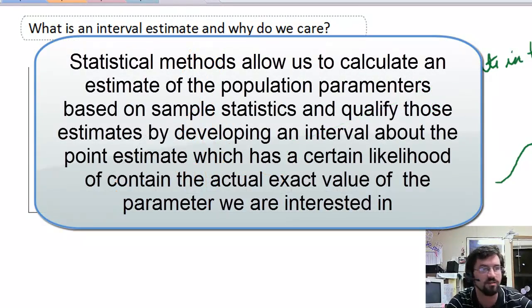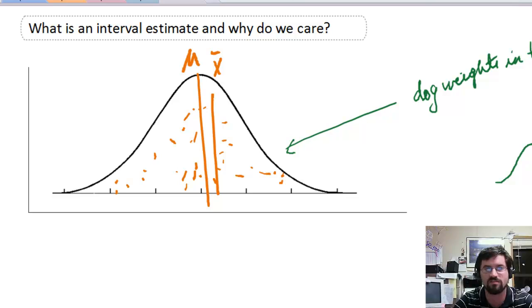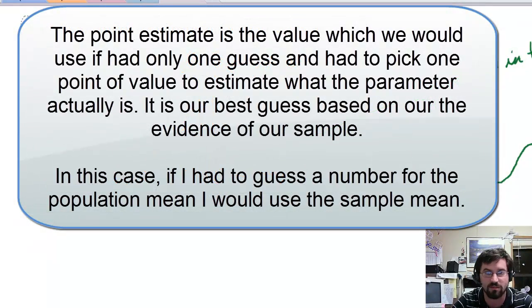Okay, so statistics allows us to calculate an estimate of these parameters based on sample statistics and qualify those estimates by calculating an interval about the point estimate. I just said the point estimate. What's the point estimate? The point estimate is the best estimate we have at the time of the actual mean, or if we're doing standard deviation, the standard deviation. Now I'm doing mean because it's easier to visualize. So the sample mean is the point estimate. It's the best guess we have of the mean.